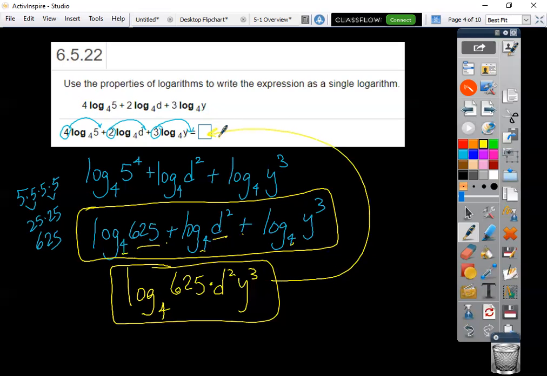And again, I think you guys can try it and see, but otherwise use their keyboard to put in the log base 4. Most places, if you use an underscore right here, that'll do log base 4 of whatever you type after it, like in parentheses. And so that's it for 6.5.22.